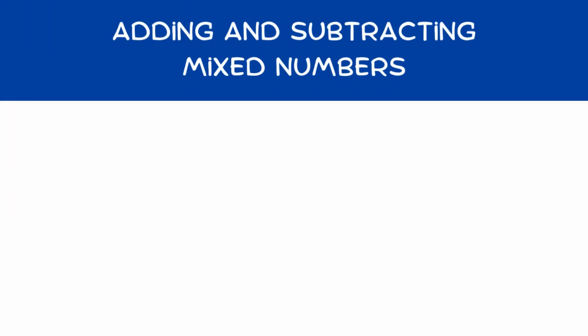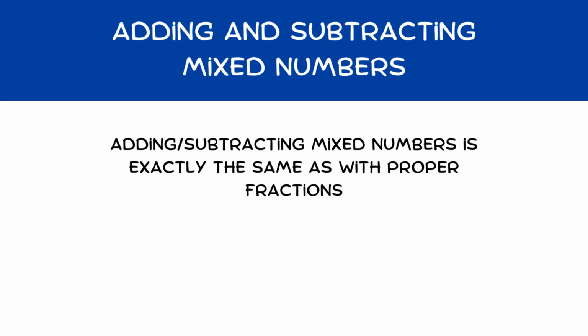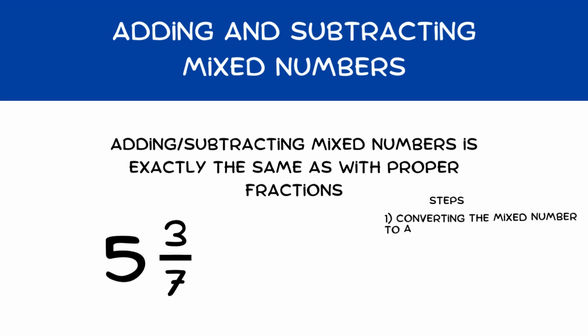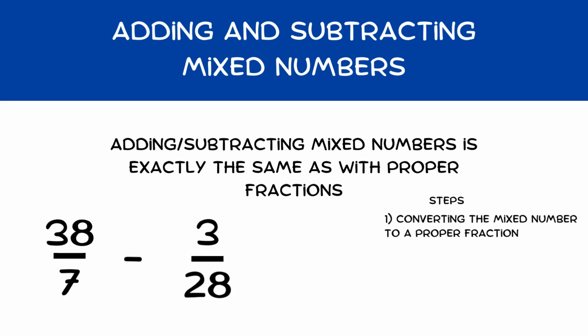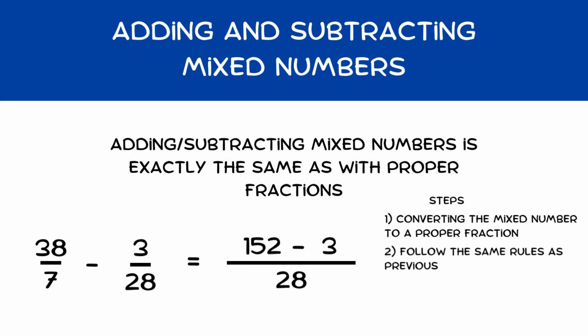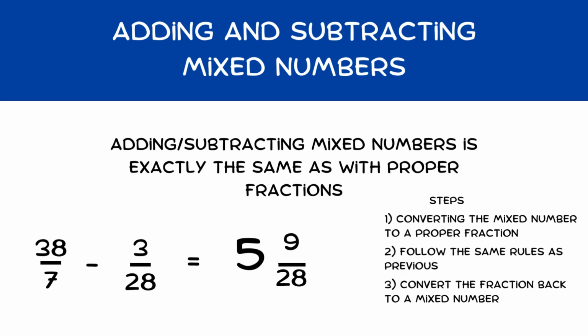If we wanted to add or subtract mixed numbers, again, the idea is the same. However, we would have to start by converting the mixed number into an improper fraction first. Once we do that, we then follow the same principles we discussed, and in the end, we should remember to convert the final answer back into a mixed number when completed.